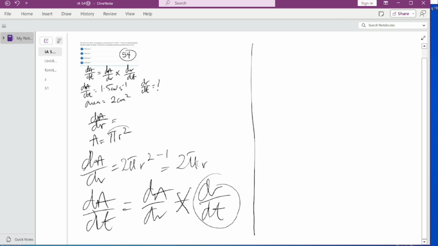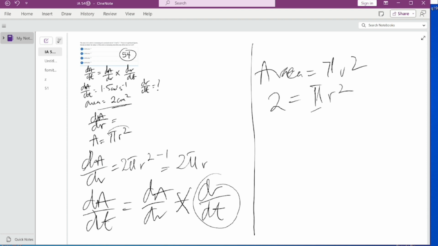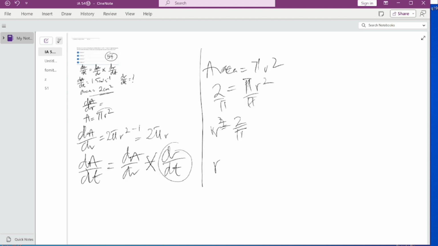We have our dA/dt, and we're also given our area as 2 centimeters squared. We actually don't need the area to solve this question, we just need it to find the radius, which will help us with our r for our dA/dr. So let's say our area, which is pi r squared, is 2, equals pi times r squared. We divide both sides by pi. Our r squared is 2 over pi. R squared is 2 over 3.142.